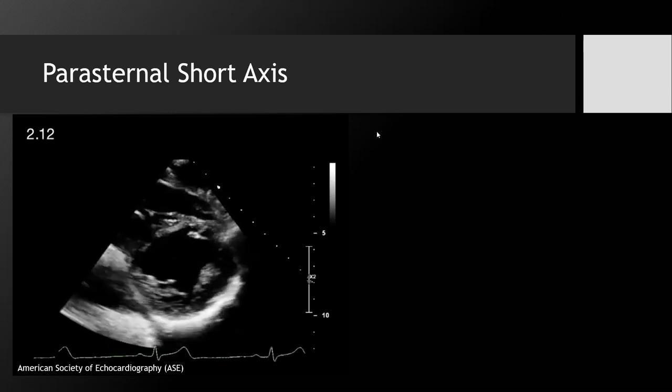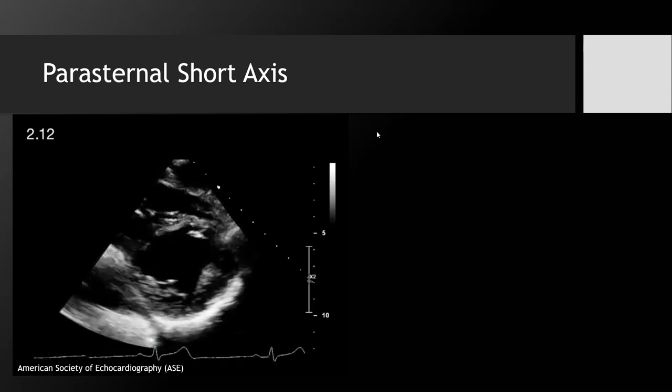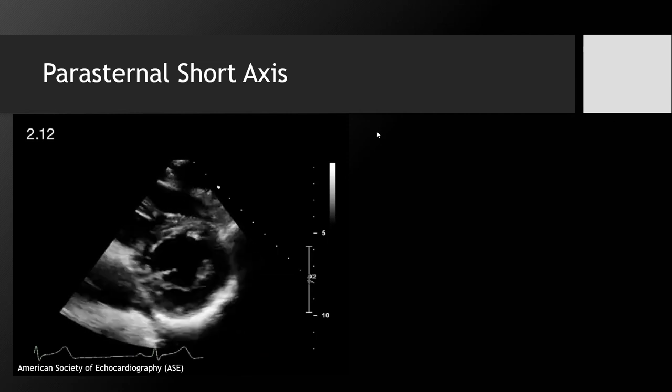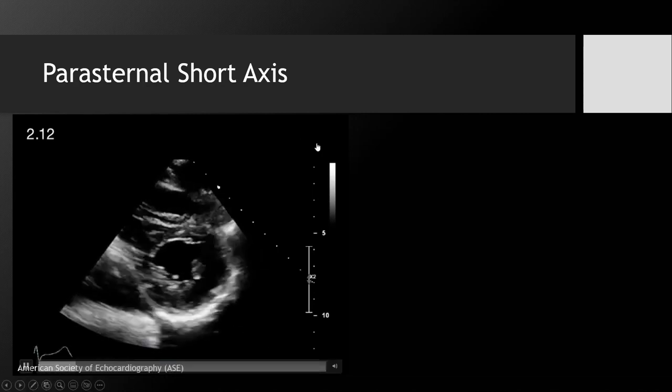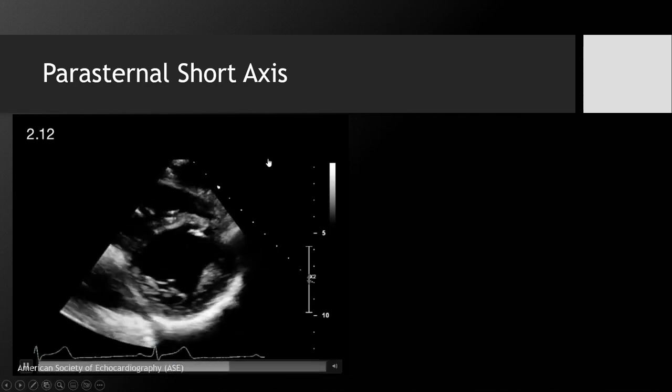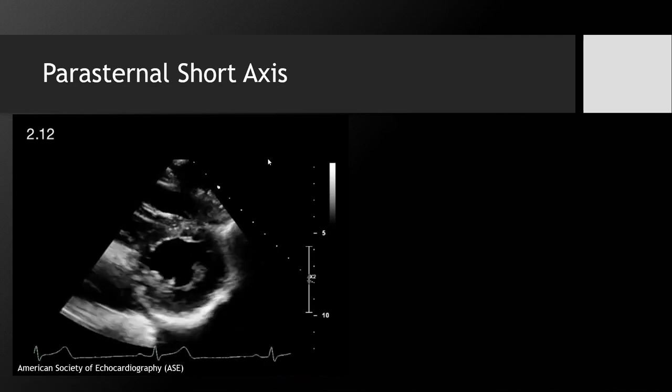Now I'm going to bring us to the parasternal short axis, and you might recall that the parasternal short axis has several levels: an aortic valve level, a mitral valve level, a papillary level, and an apical level. I'm going to be starting bottom up. There is no apical level. At the apical level, you usually do not see the RV, so I'm going to start us at the papillary level.